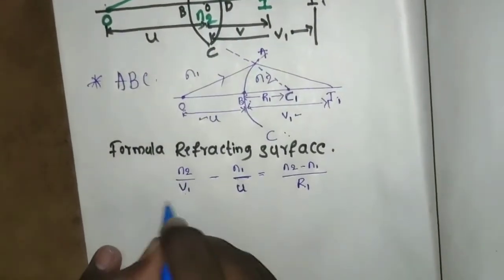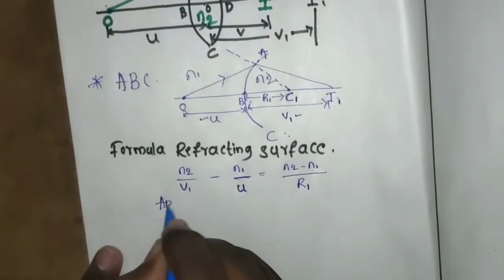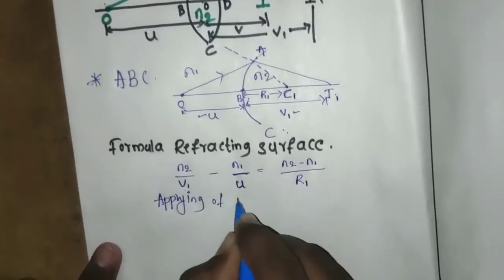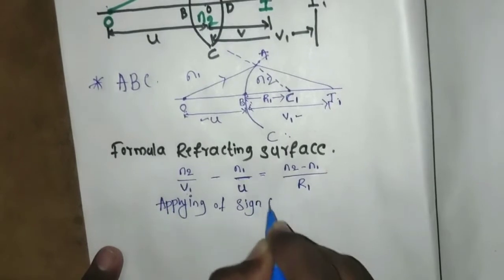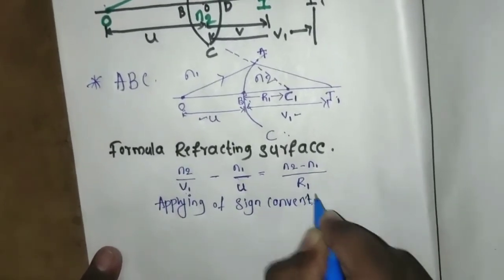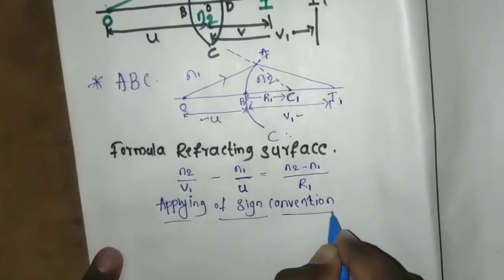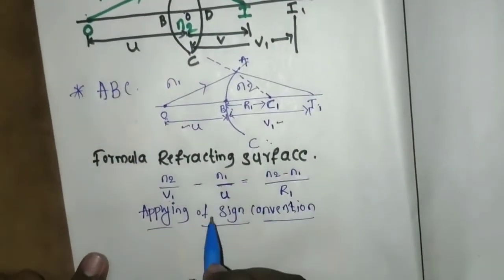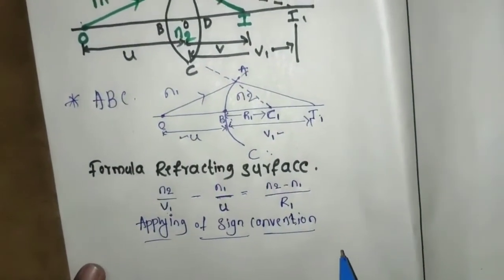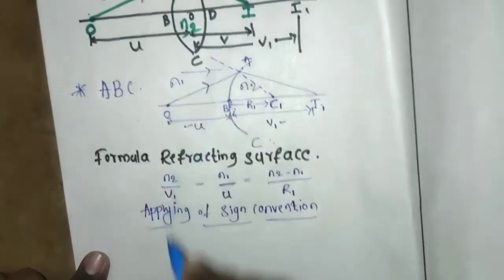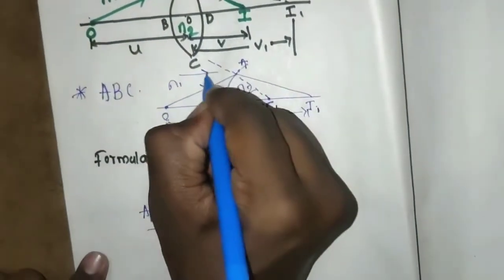Now another important thing is applying the sign convention. I think you people have learned this in class 10th, the sign convention for lenses. See here, the sign convention is very simple. Here the incident ray is coming from this direction, the direction of the incident ray.